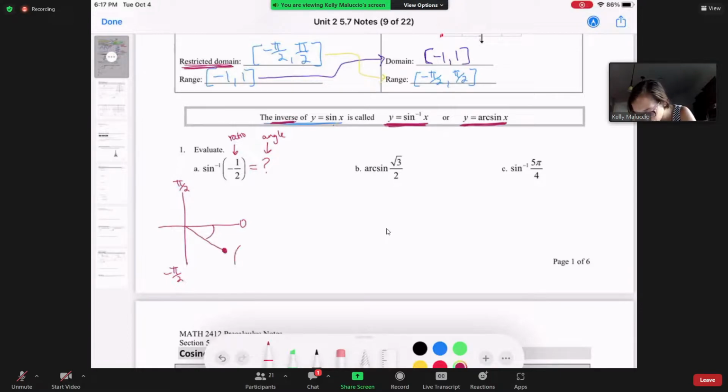This is not really a great drawing, but at this point, if this is just pi/6, this would be the point value there, and there's my sign. So now I know my angle is -pi/6.